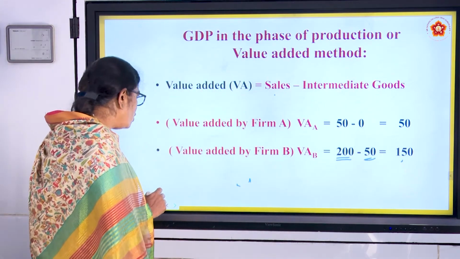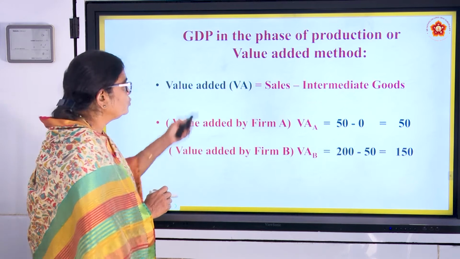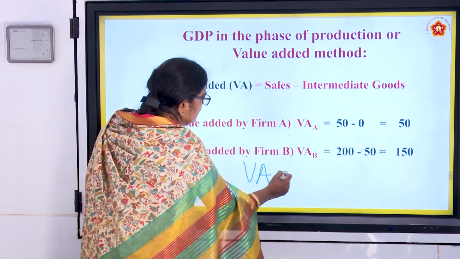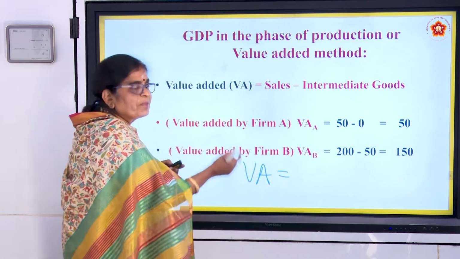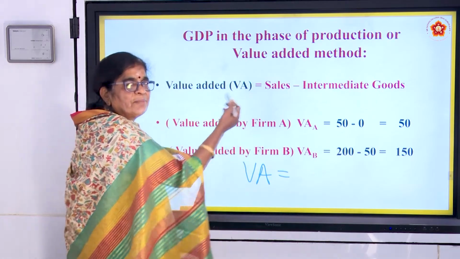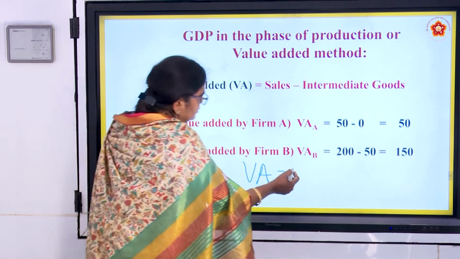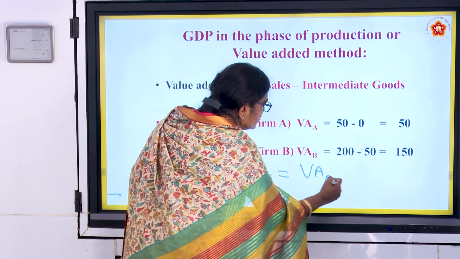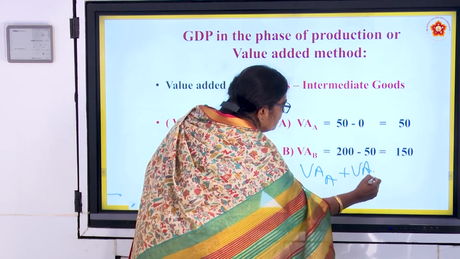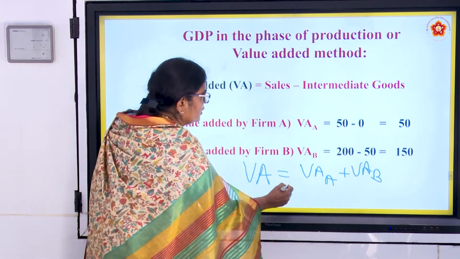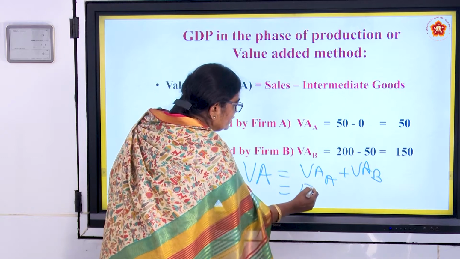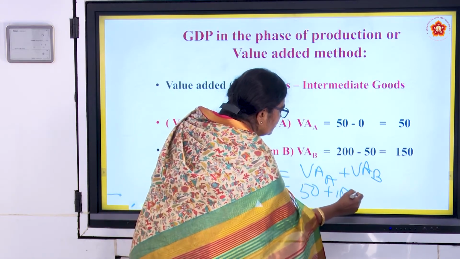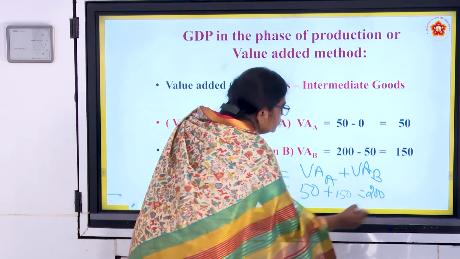Therefore, what is the total value added? Here two firms are there. Therefore, value added for this economy consisting of two firms, firm A farmer and firm B textile owner or industry, is value added of A plus value added of B. What is value added of firm A? 50. What is the value added of firm B? 150. Therefore, total value added is 200.